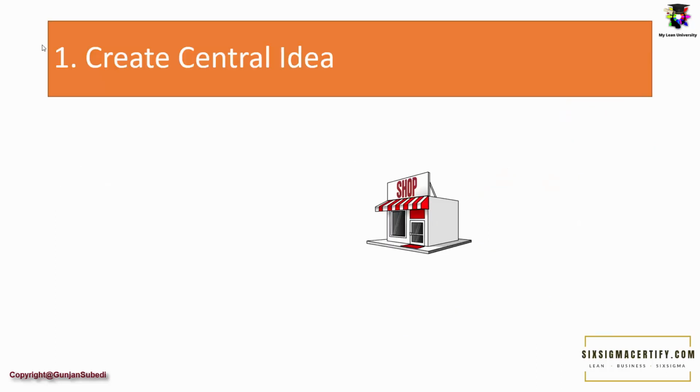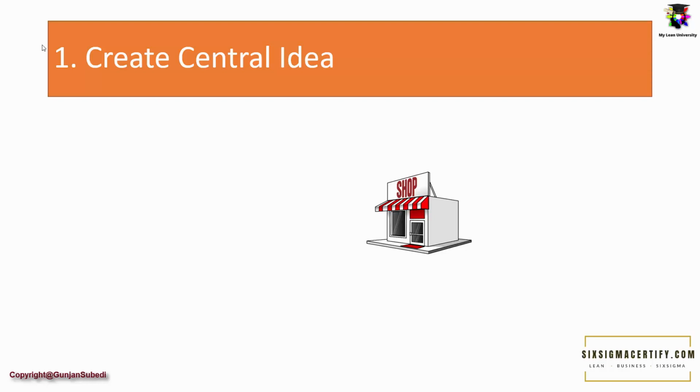Now to understand mind mapping clearly, let us see some of the steps of mind mapping. Mind mapping first starts with the creation of the central idea. Suppose we want to brainstorm for improving the sales of a certain grocery shop. So what will be our central idea? Our central idea will be the shop.